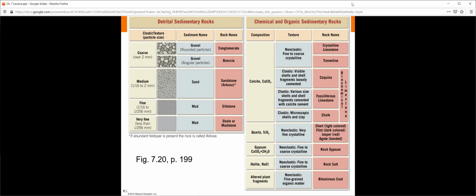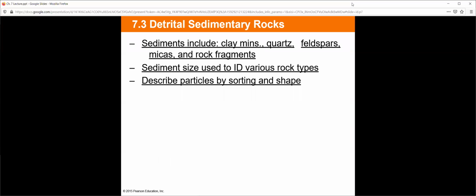Chemical and organic rocks, conversely, don't all form in that same cementing, that same gluing together process that detrital does. So we need to get more complicated about it. Different compositions, varying textures, etc. This goes better with pictures, as you would imagine. So we're going to move on to that.